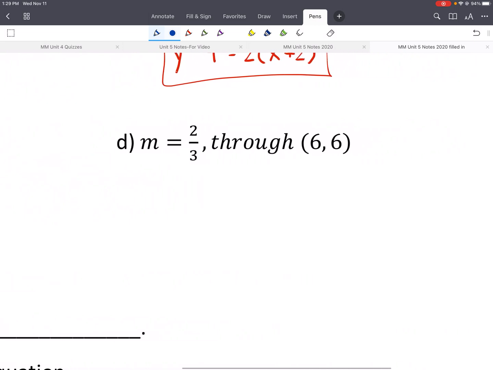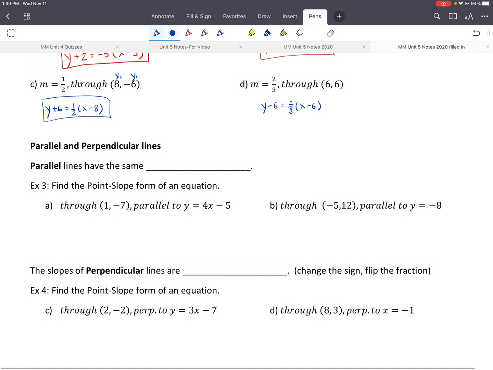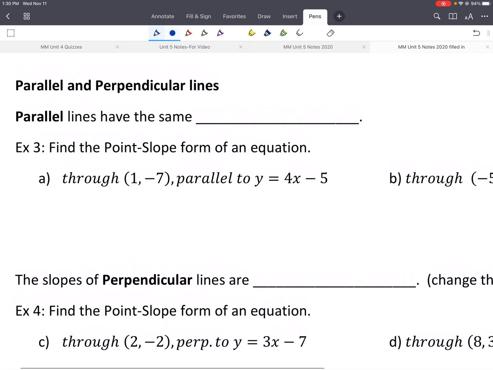Okay, hopefully you got that. And then here's another example. So y minus 6 is equal to 2/3 of x minus 6. All right, so hopefully you're good with that, just plugging it into the formula. Okay, we'll also do another type of problems where we're going to try and find a line that goes through a point that is either parallel or perpendicular to another line.